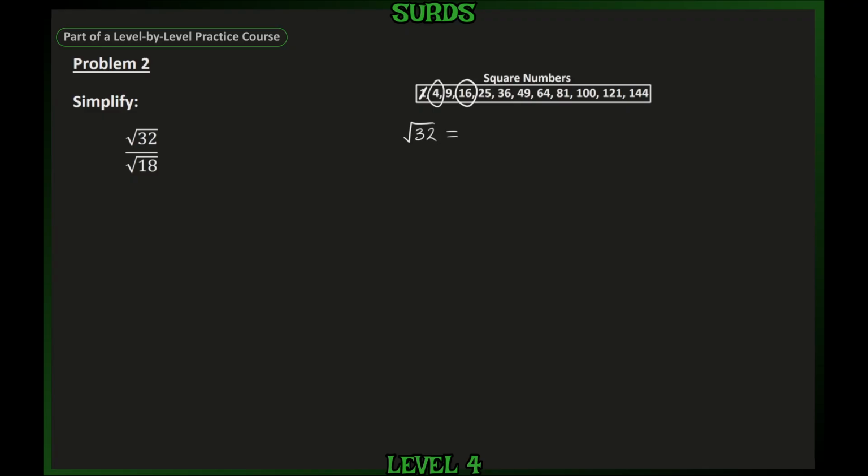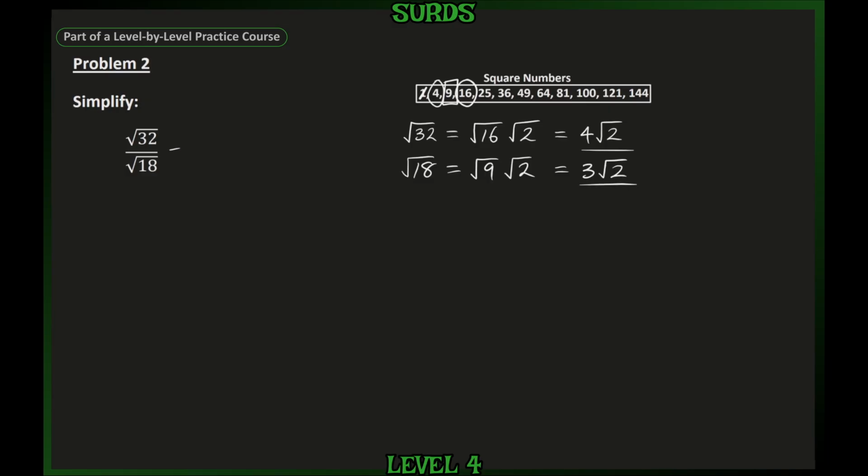So the square root of 32 can be rewritten as the square root of 16 times the square root of 2. And because the square root of 16 is 4, this becomes 4 root 2. Moving on to the square root of 18. 18 can be written as 9 times 2, where 9 is a square number. So the square root of 18 can be written as the square root of 9 times the square root of 2. And the square root of 9 is 3, so this becomes 3 root 2.